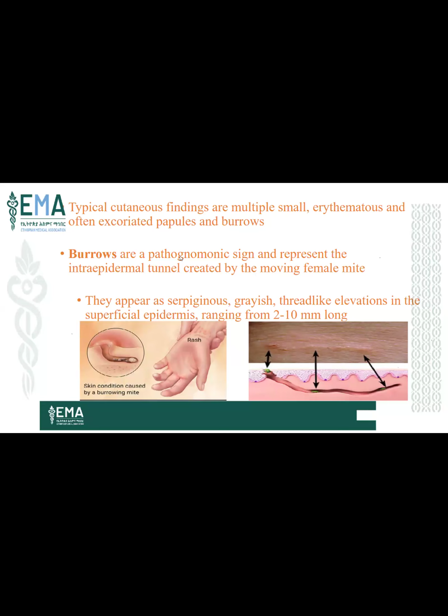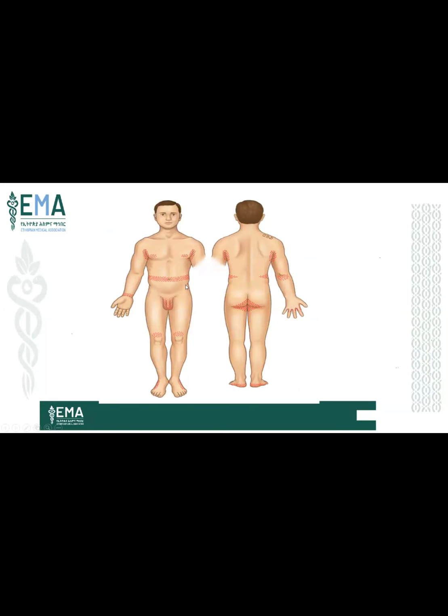The popliteal area is also a typical distribution in adults, but in children, immunocompromised, as well as elderly patients, we might see an atypical distribution involving the scalp, the face, and even the palms and soles might be involved.